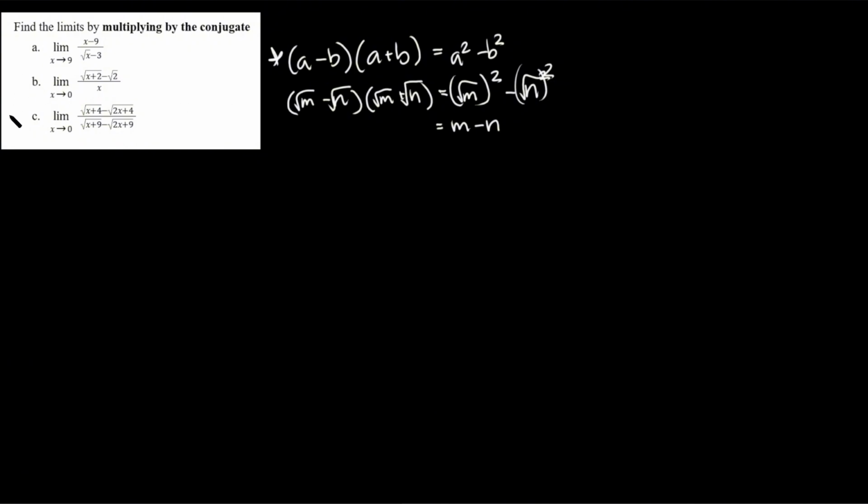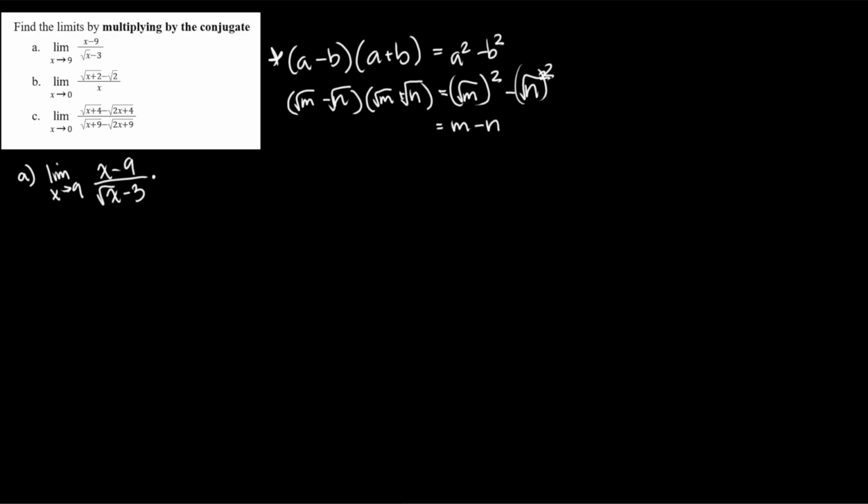So let's get started. We're starting with a, and it says take the limit as x goes to 9 of x minus 9 over the square root of x minus 3. And if you do direct substitution, you can see it'll give us a 0 over 0 result, which is not what we want. And so instead, we're going to multiply by a form of 1.